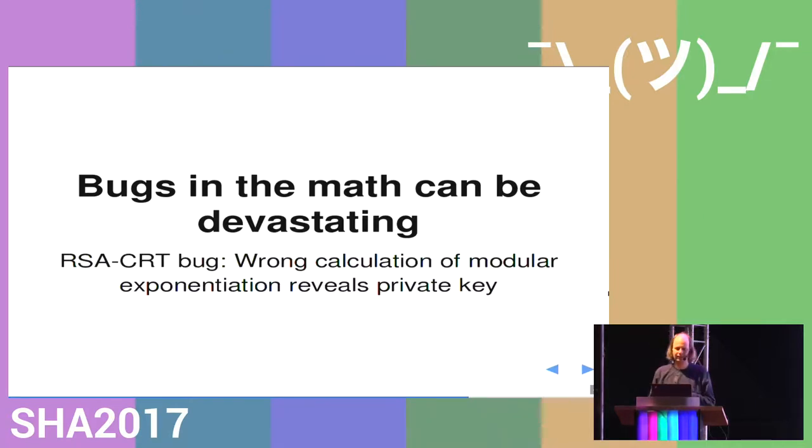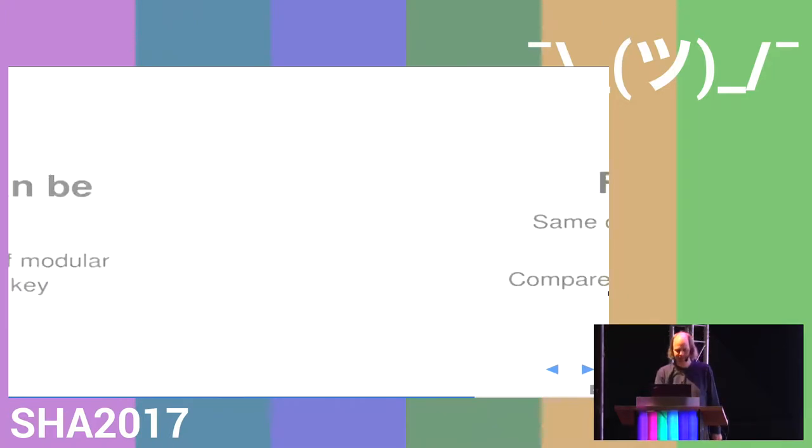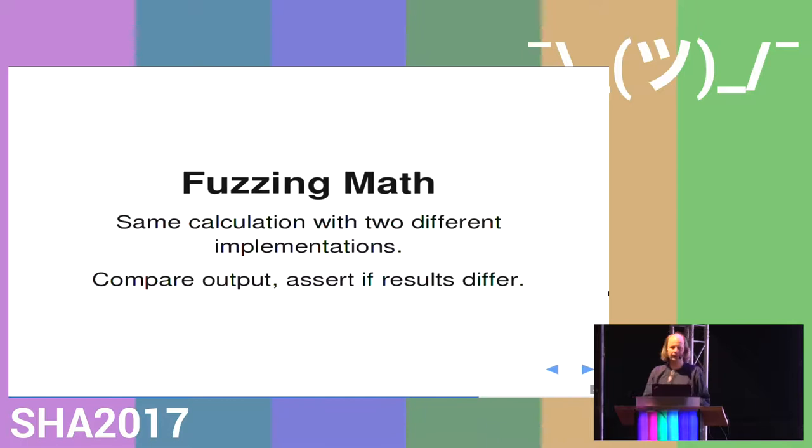There was a very nice paper by Florian Weimer, who's working at Red Hat, where he was just connecting to all the servers on the internet and seeing if they give him signatures with this bug so he could get their private key. And he found a couple of hundred. So it's very important that the math we're using for our cryptographic algorithms is correct.